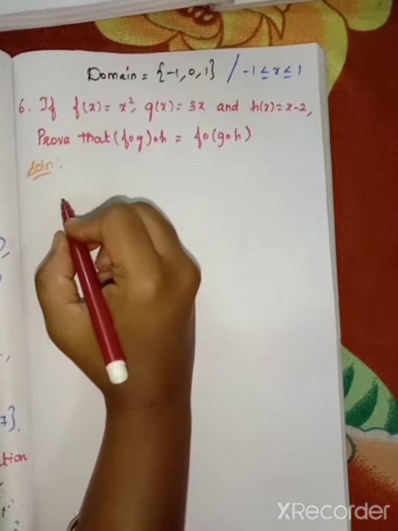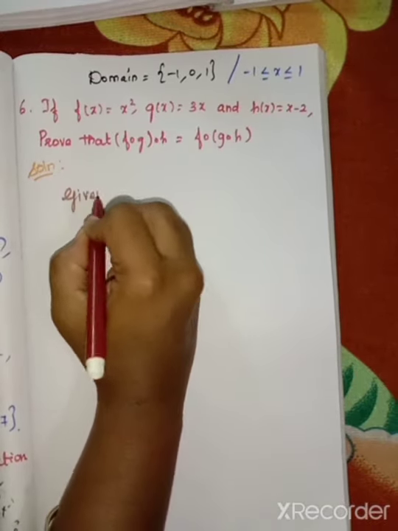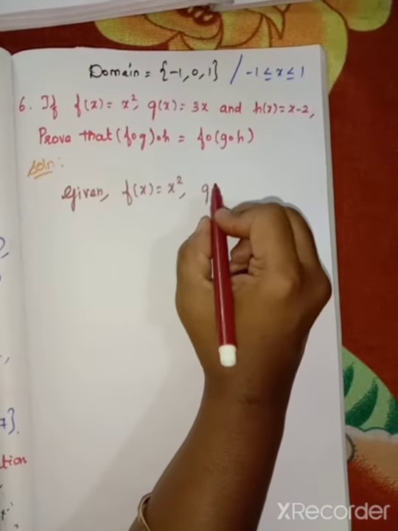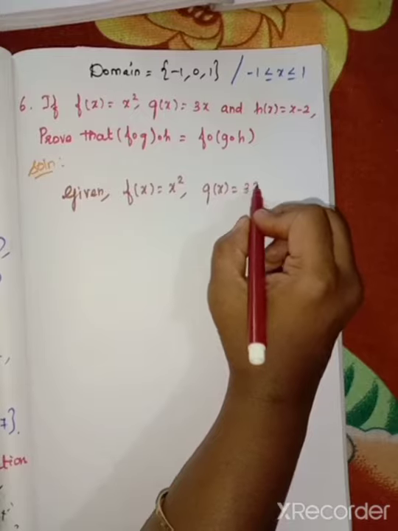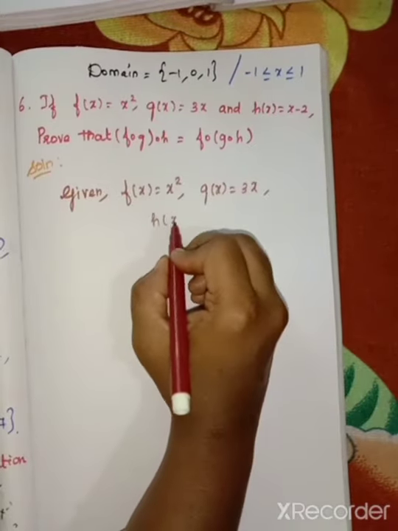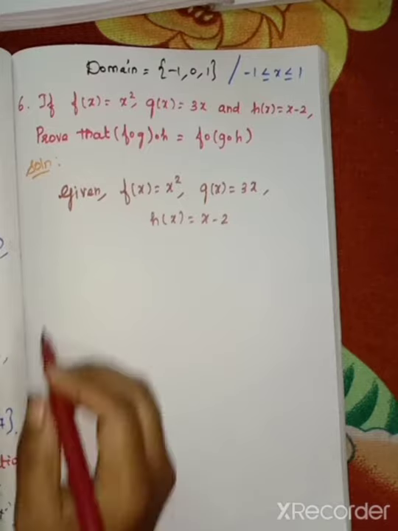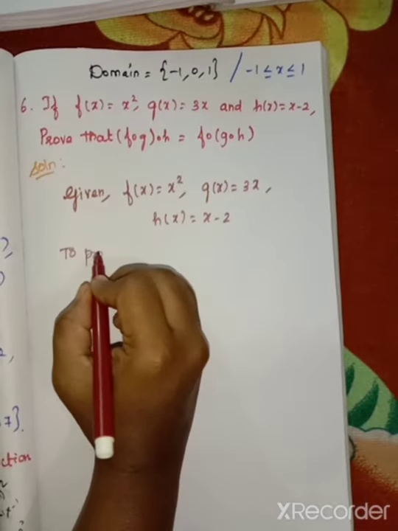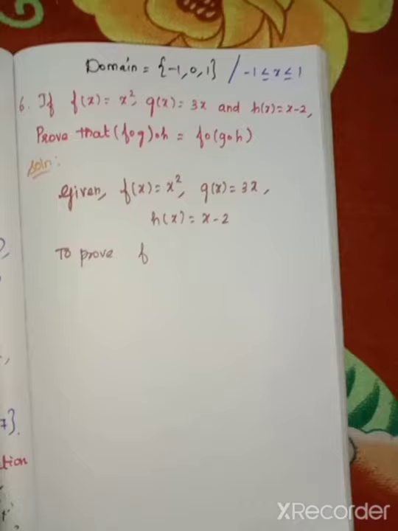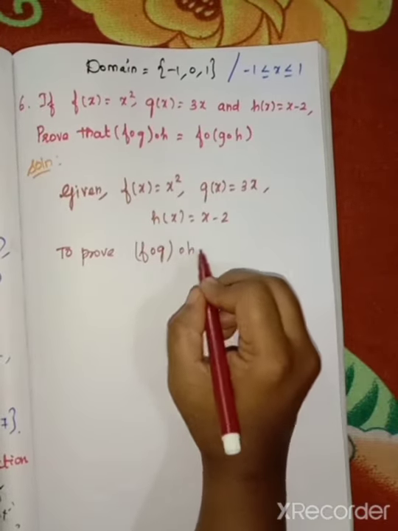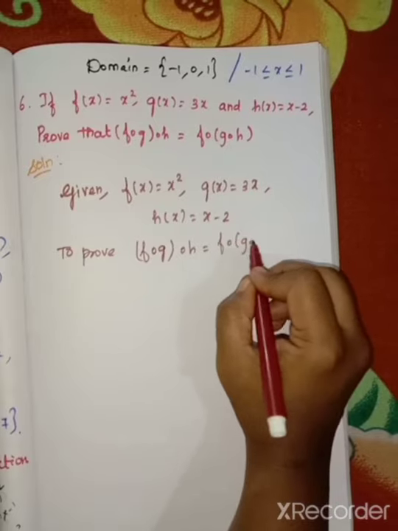So here we want to write the given. Given is f of x equal to x squared, g of x equal to 3x, h of x equal to x minus 2. So to prove, we want to show that f of g of h equal to f of g of h.